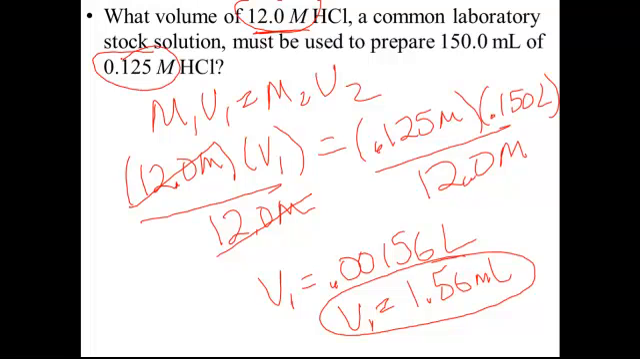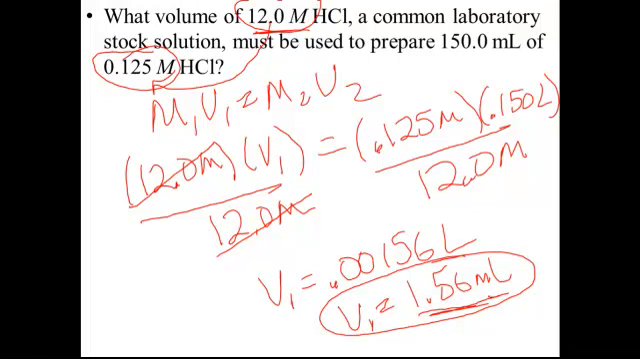A 0.125 molar solution of hydrochloric acid really isn't very concentrated at all. That stuff, if you get it on your skin, you probably won't even notice. Notice that to go from 12 all the way down to 0.125, you only need a milliliter and a half of it. I mean, you guys know by now how much a milliliter is. 1.56 milliliters isn't very much at all.